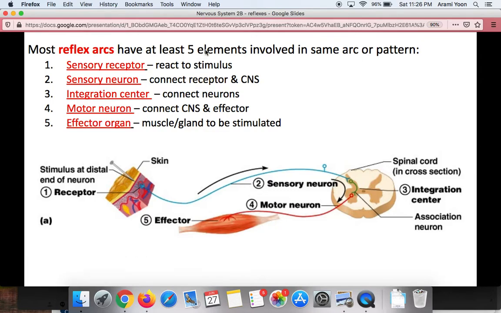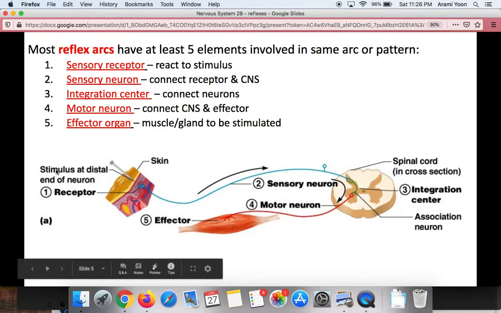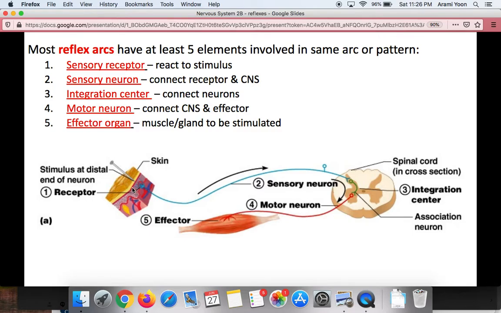In general, most reflex arcs have at least 5 elements, and this is the pattern in which you'll find them. So first is the sensory receptor, which is the part of the neural pathway that reacts to the stimulus. So for example, if you had a pinprick in your skin, like you got a splinter or something, here you have the stimulus, right? That would be the pin that's pricking you. And then right underneath your skin, you would have the sensory receptor. So that sensory receptor is going to send information down the sensory neuron.